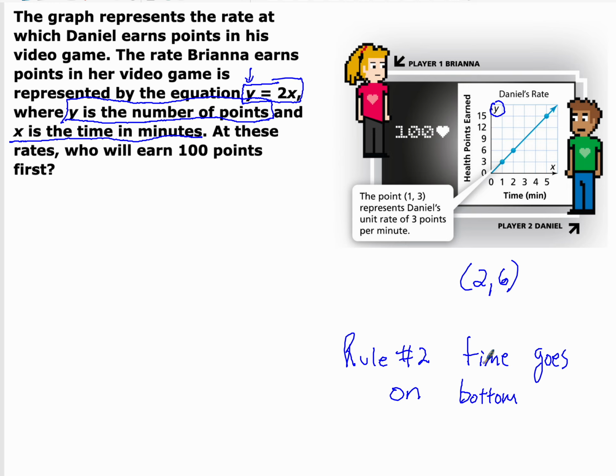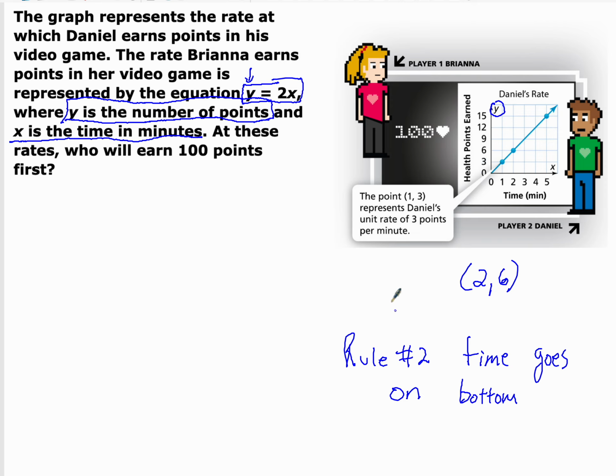Again, every now and then we're going to see an exception to that, and those are rare, but they're usually kind of obvious when it happens. It's going to be a weird scenario. But we can just get in the habit of always putting time on the bottom of our ratios, and that's going to help us. Because almost always we're going to want time on the x-axis. We're almost always going to want money on the y-axis. That's why those rules are there.